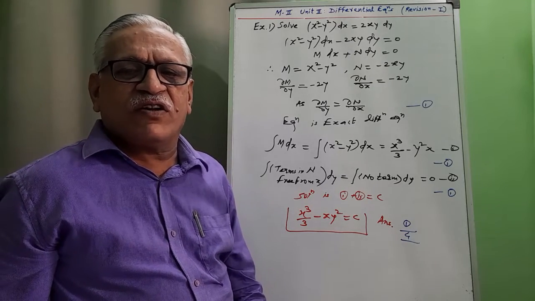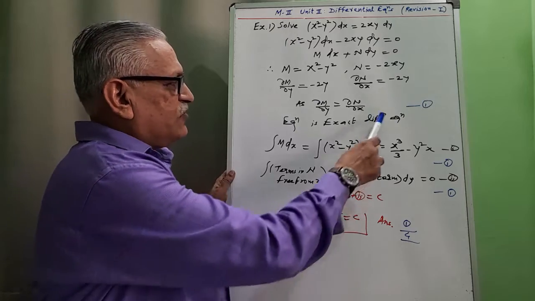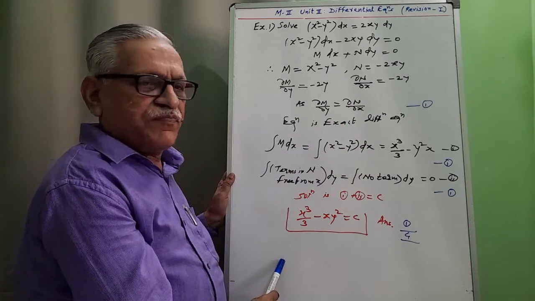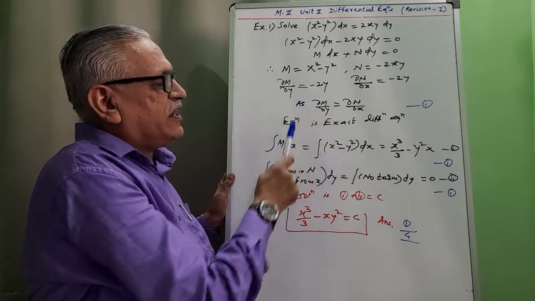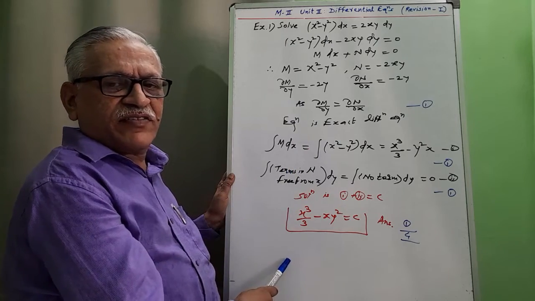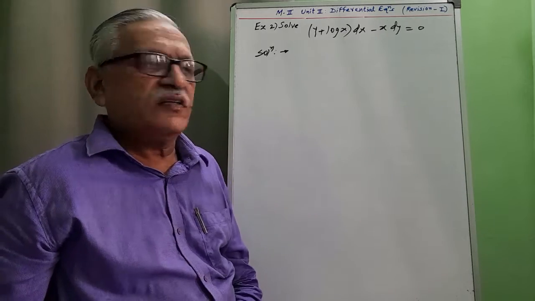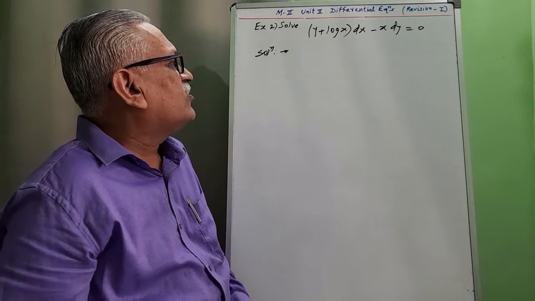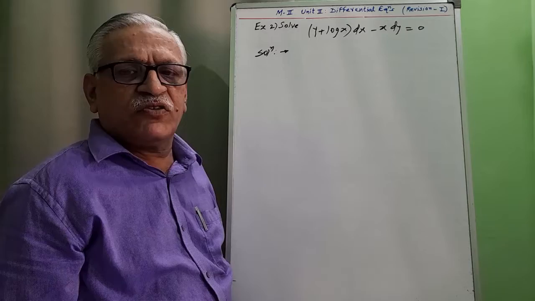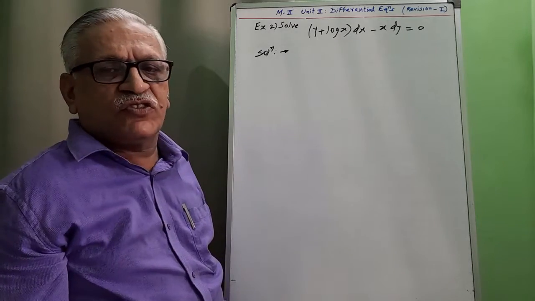It may vary by 1 or 2%. Therefore, always go step by step. Perform the first step, then the next, and then the next. Then only you will get the complete 4 marks. Second example, solve (y + log x) dx − x dy = 0.